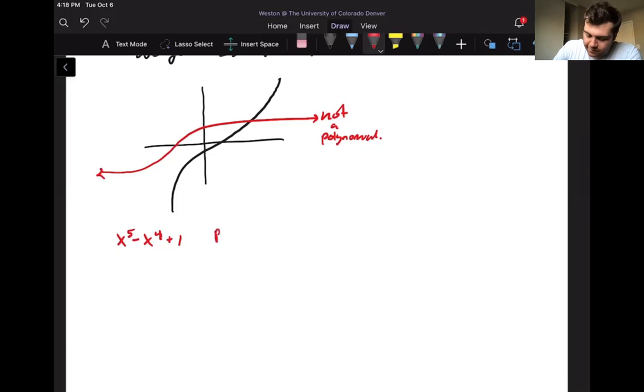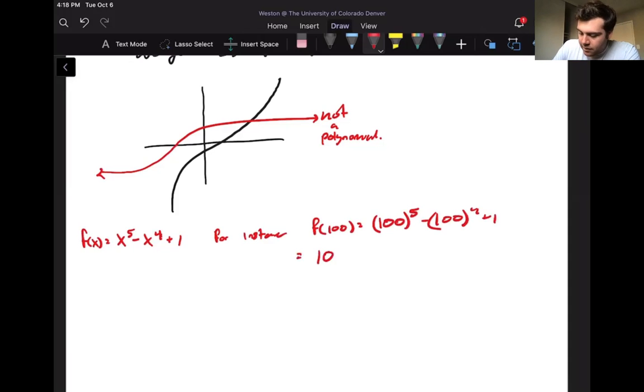So for instance, if we call that f of x, then f of 100 equals 100 to the fifth minus 100 to the fourth plus 1. That's going to be a 10 followed by 10 zeros. Or sorry, that's a 1 followed by 10 zeros, minus a 1 followed by 8 zeros, plus 1.